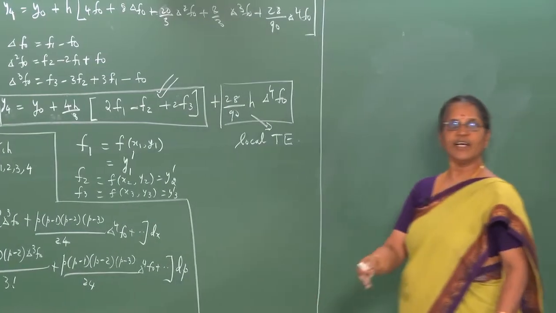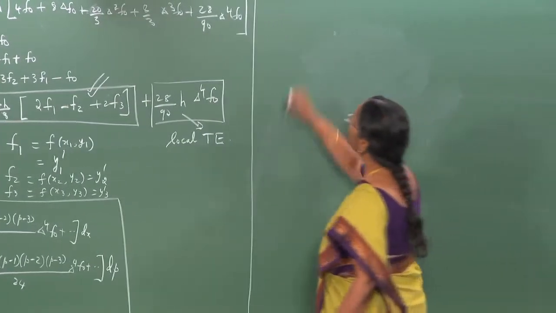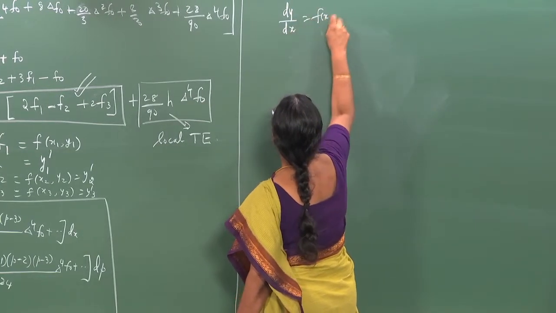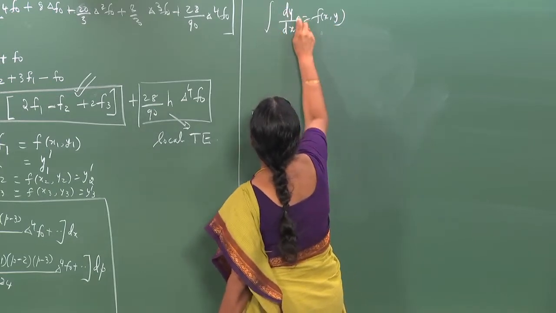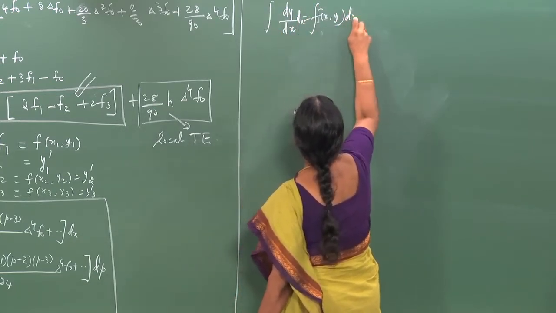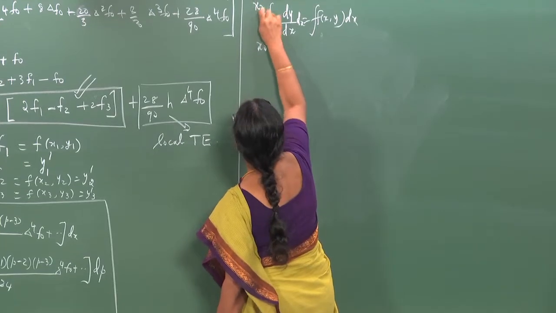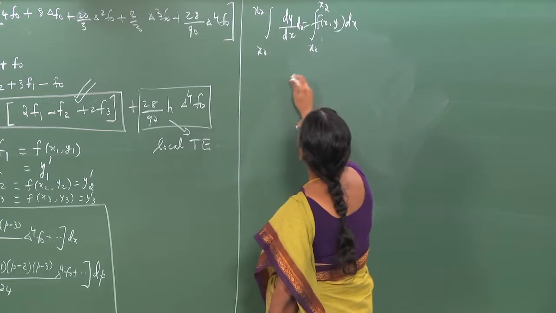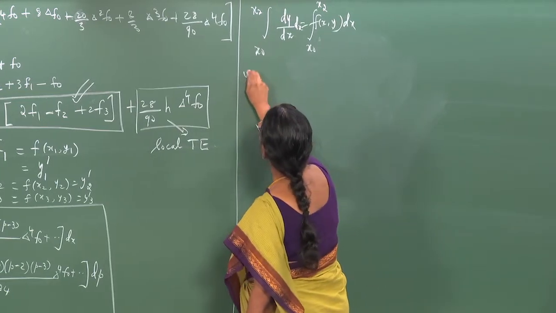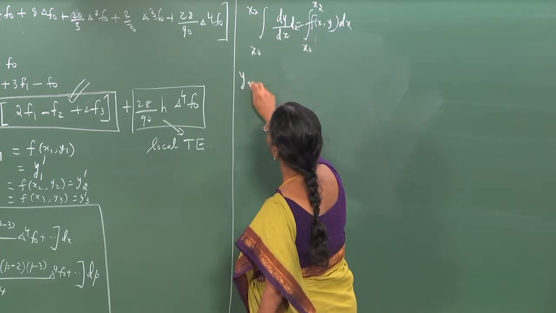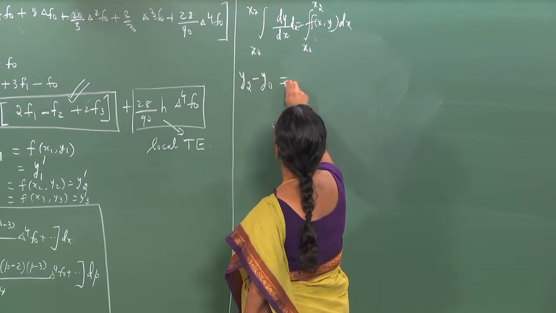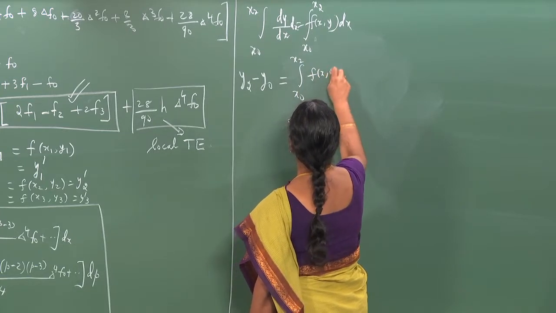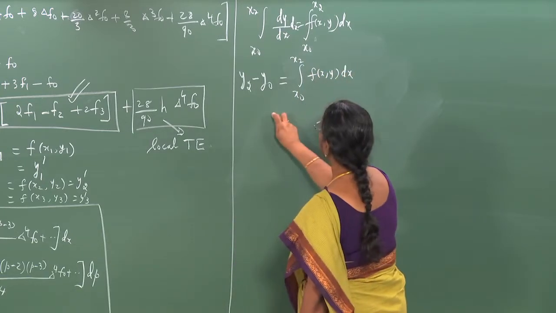So, we now derive another multi-step method. To do that, we integrate dy by dx is equal to f of x comma y with respect to x between say x0 and x2, and this will give you y between x0 and x2. So, it is y2 minus y0, and that is equal to the integral from x0 to x2 of f of x comma y dx.